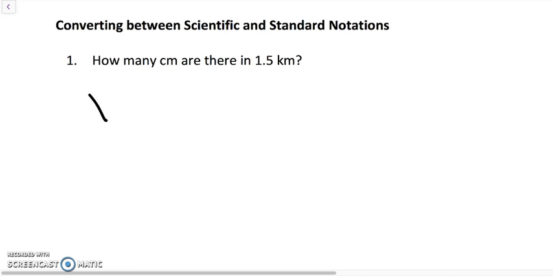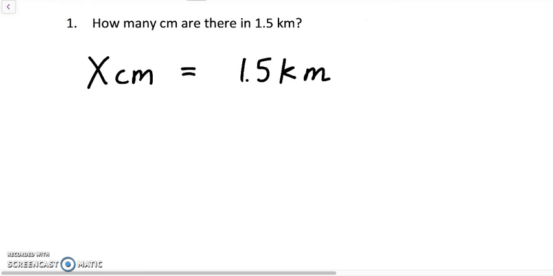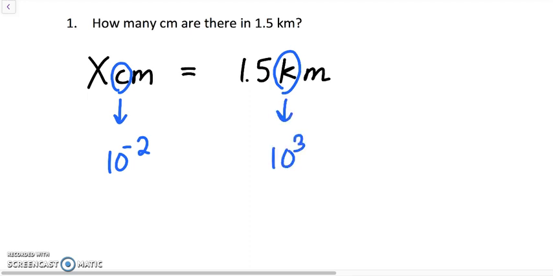We don't know how many centimeters, so I'll just put an X there. X centimeters is equal to 1.5 kilometers. Now I'm going to turn these letters into their math equivalent. If you look on the first page of the lab, it tells you what these represent. Centi is 10 to the negative 2, and kilo is 10 to the third power. And I'm going to bring everything else down.